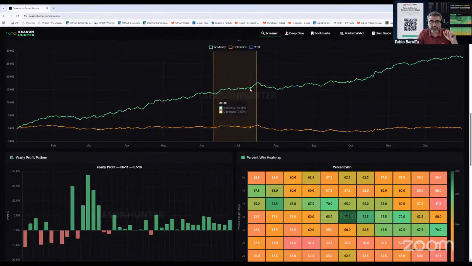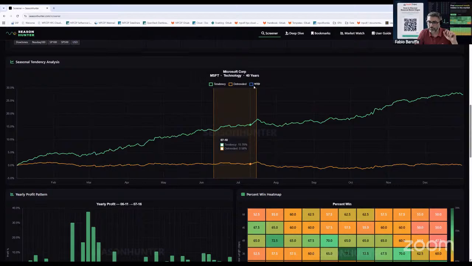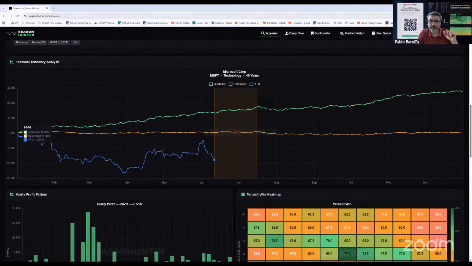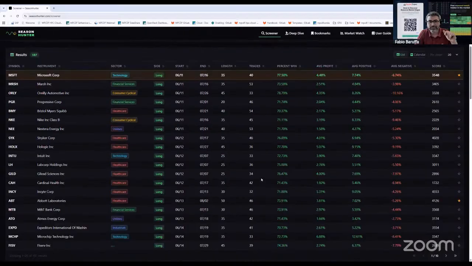I actually didn't show this line. I will show you. This is the year to date, so how Microsoft is going from the beginning of the year, and you see there is a bit of suffering. But it might be a good time. This is, as Giovanni mentioned, not a guarantee, but it is statistically relevant.